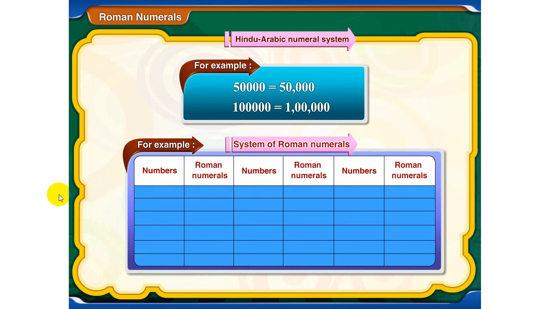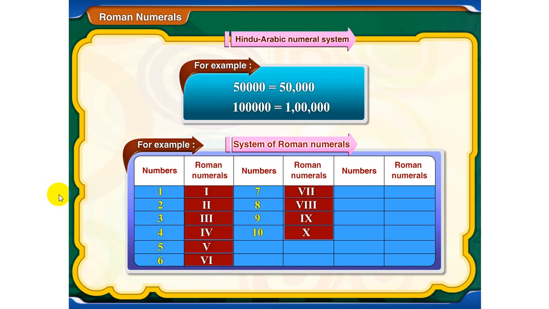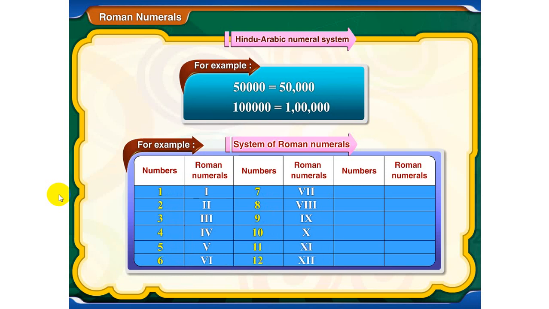The Roman numerals shown here denote 1, 2, 3, 4, 5, 6, 7, 8, 9 and 10 respectively. This is followed by 11, 12 till 20. Some more numerals are denoted in Roman numerals as shown here: 1, 5, 10, 50, 100, 500 and 1000.